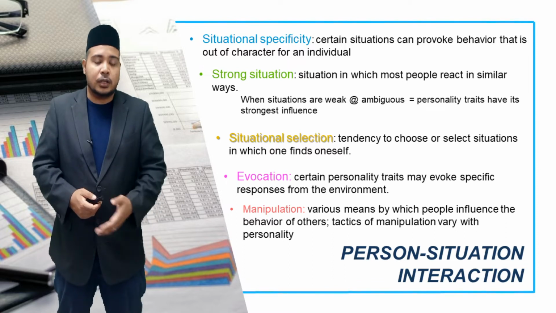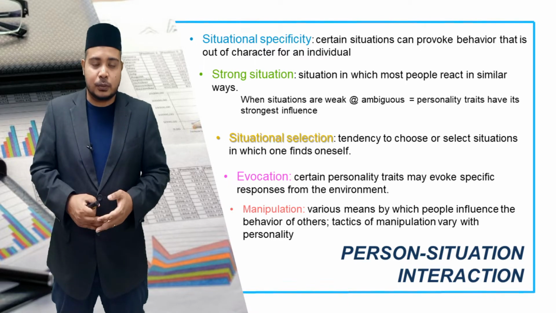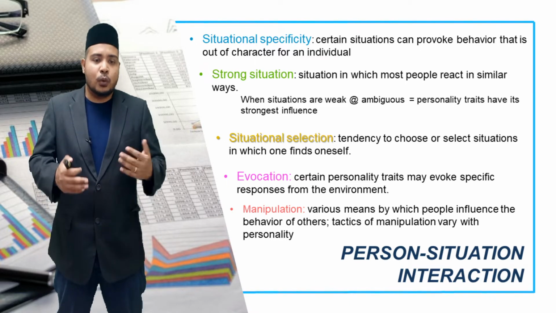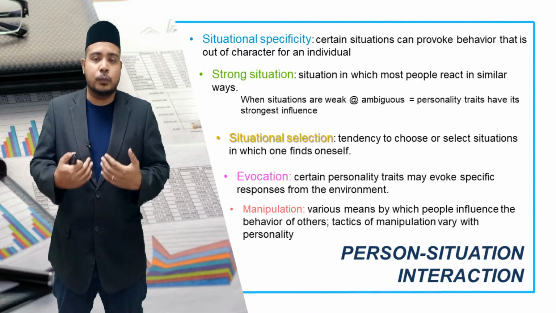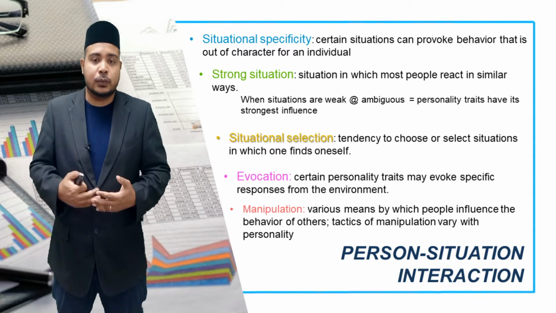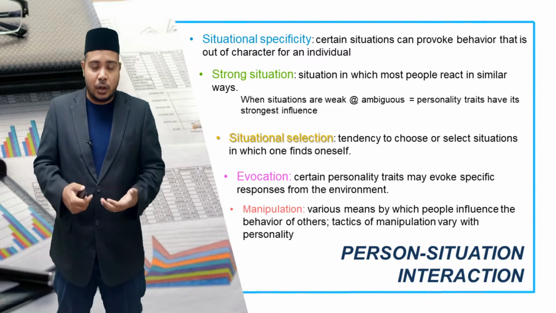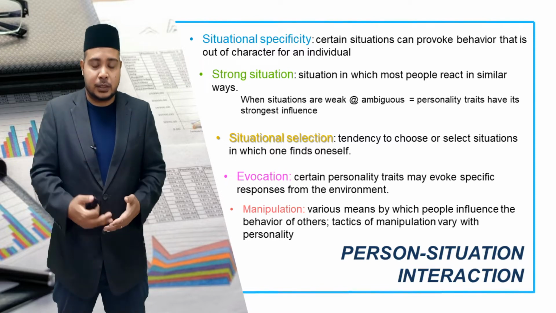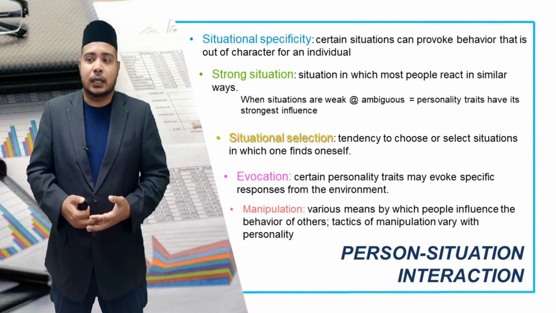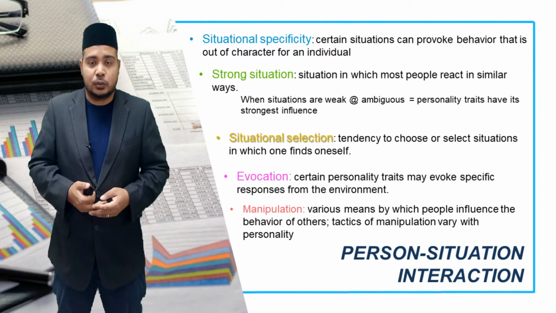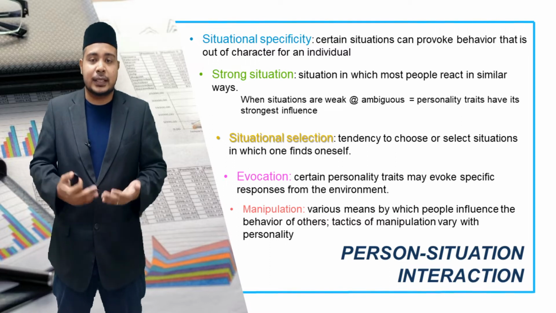Second, strong situation: a situation in which most people react in similar ways. This is consistent with situational specificity. When situations are weak or ambiguous, our behavior would be most strongly influenced by our personality traits. On the other hand, when the situation is strong, we behave because of that situation. In a situation which is weak, ambiguous, normal, casual, we will behave according to our personality traits.